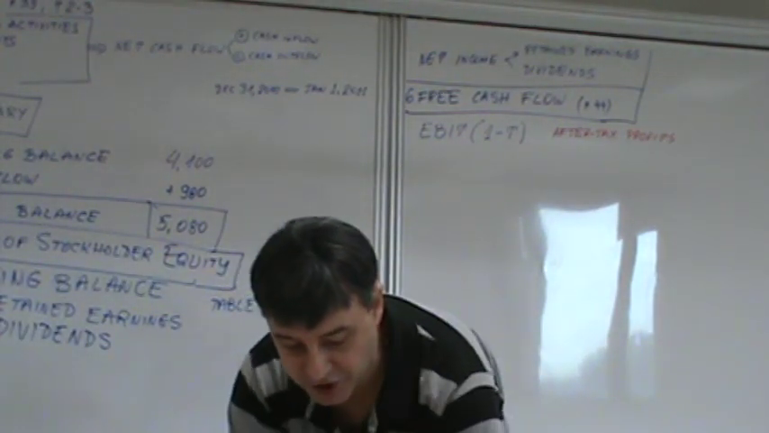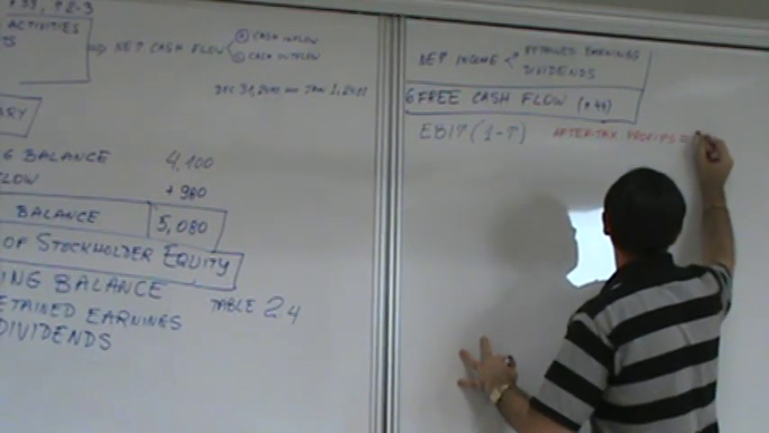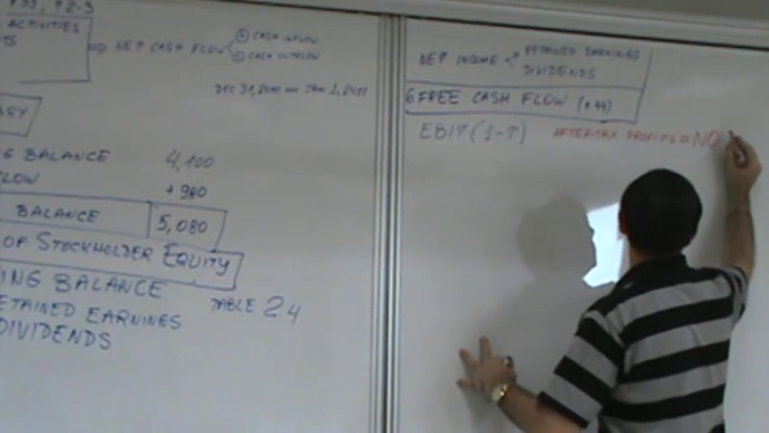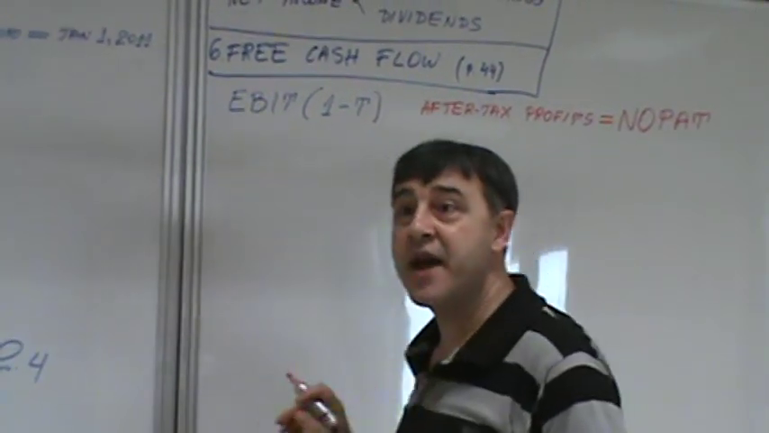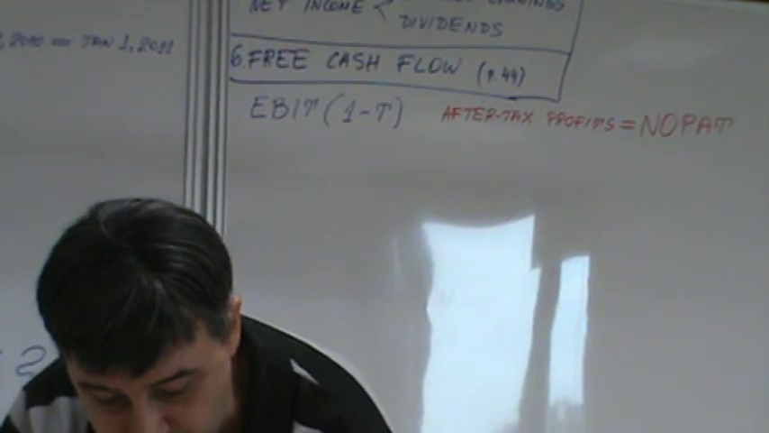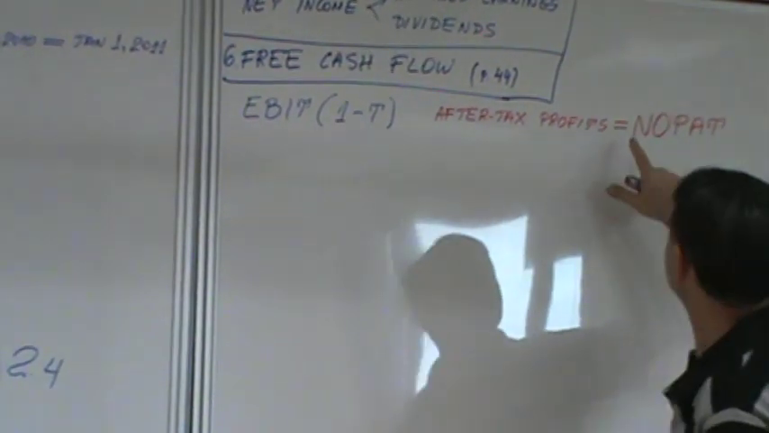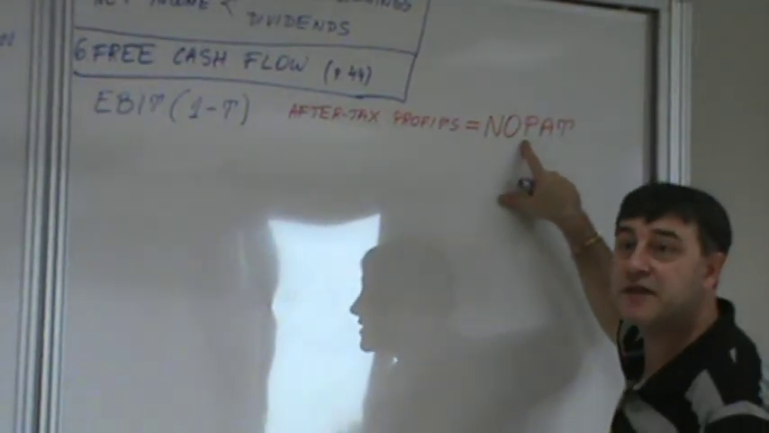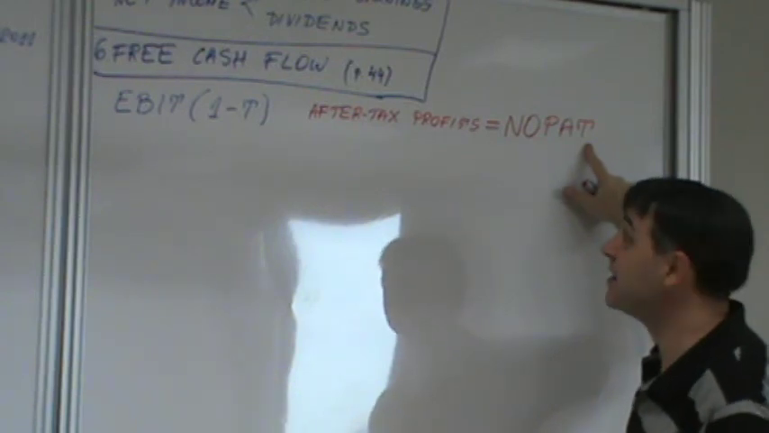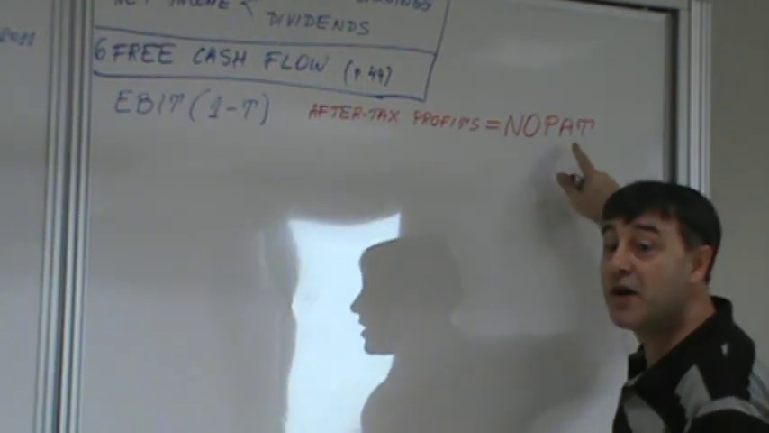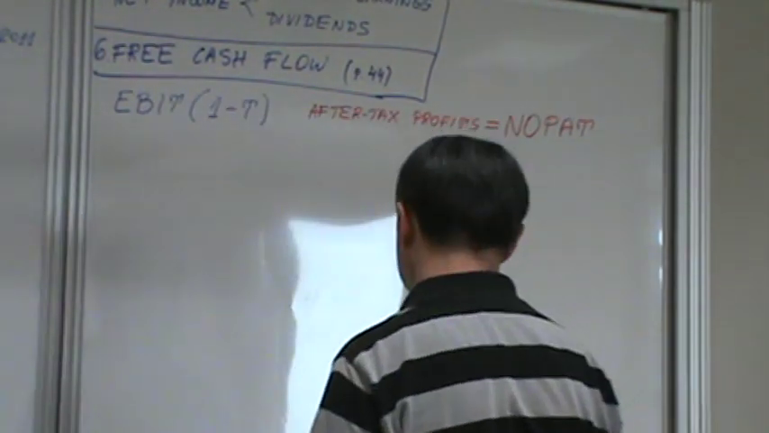Now, this particular piece is known as NOPAT, and that's on page 44. It simply says net operating profit after tax. That's just the operating profit after tax. Nothing more, nothing less. And now you have two pieces.